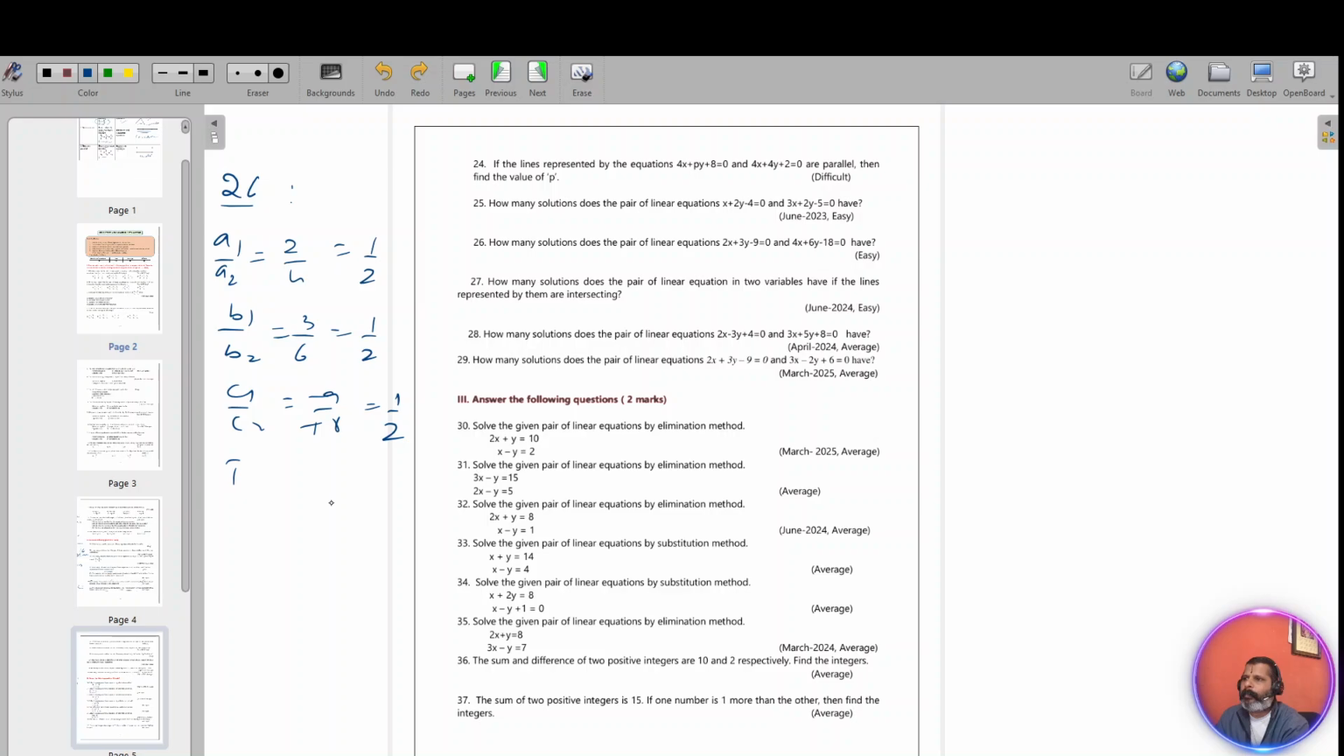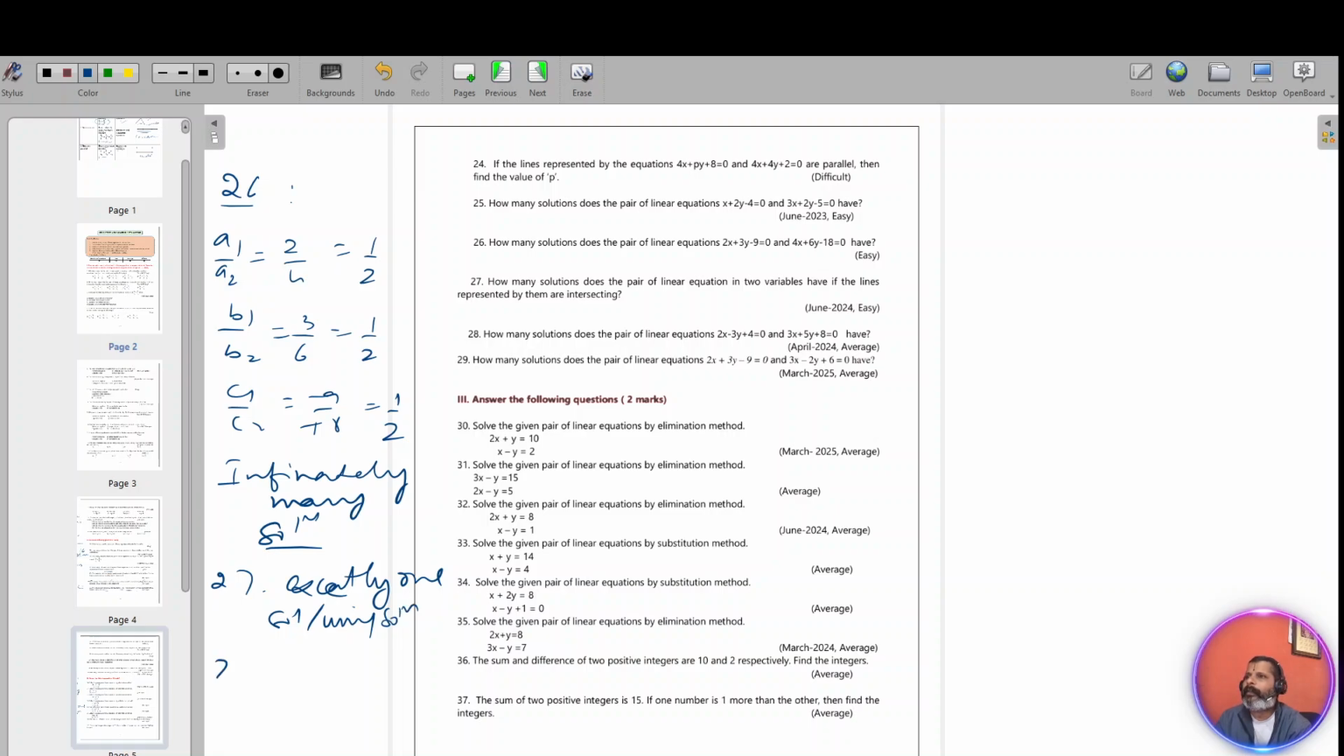27th. How many solutions does the pair of linear equations in two variables have if the lines are intersecting? If the lines are intersecting means they will have only one solution. Exactly one solution or unique solution you can write.